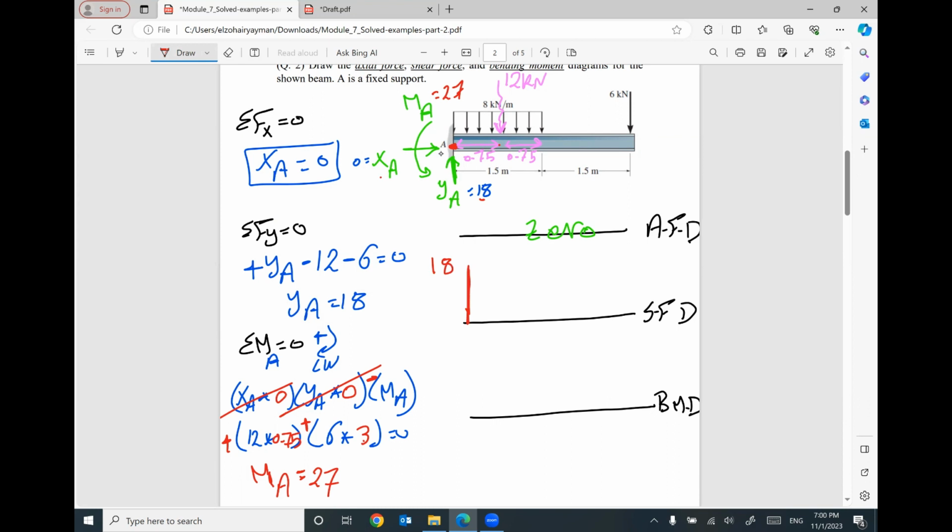I will move forward, but I'm gonna move dotted. Until you have 12, I'm gonna move down 12 to reach to 6, then keep moving to the end of the distributed load. So this is the start of the distributed load. This is the end of the distributed load. I'm gonna draw a solid line in between.